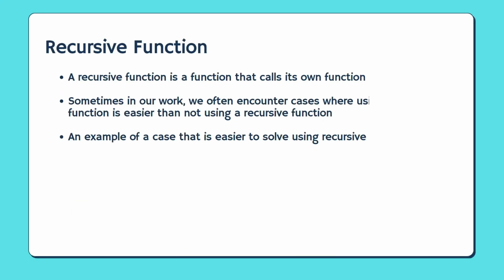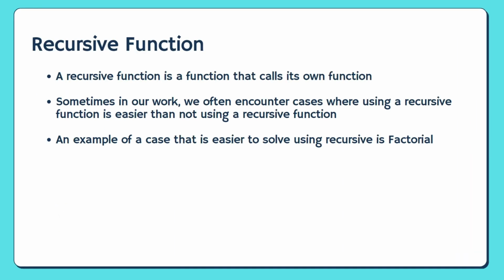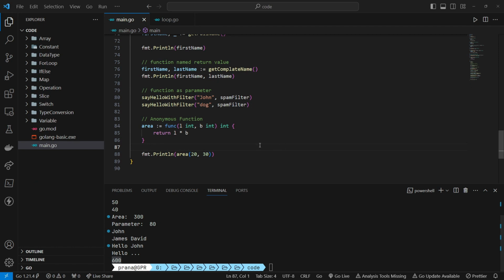Recursive function. A recursive function is a function that calls its own function. Sometimes in our work, we encounter cases where using a recursive function is easier than not using a recursive function. An example of a case that is easier to solve using recursion is factorial. In this scenario, we are exploring the creation of a recursive function in the Go programming language.